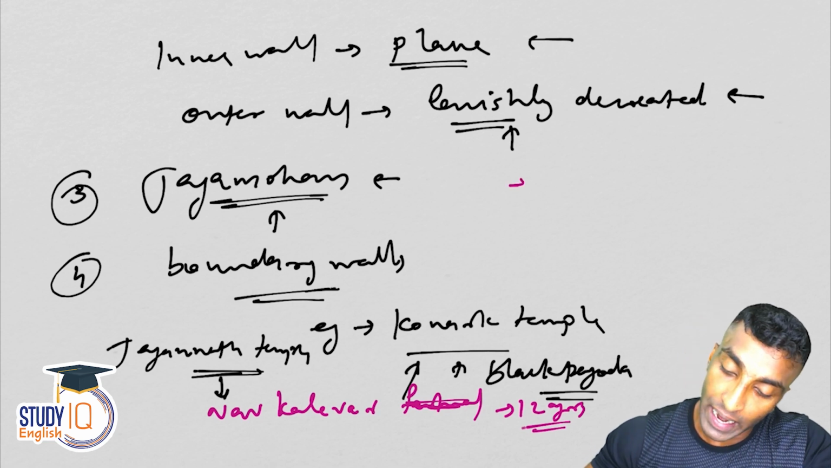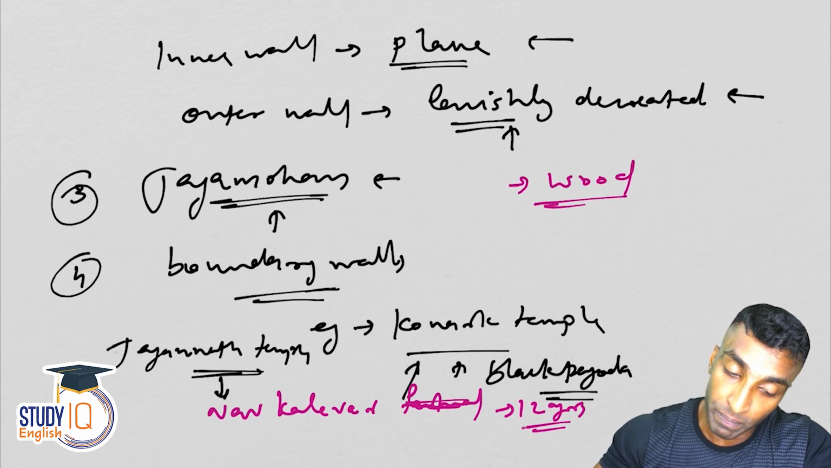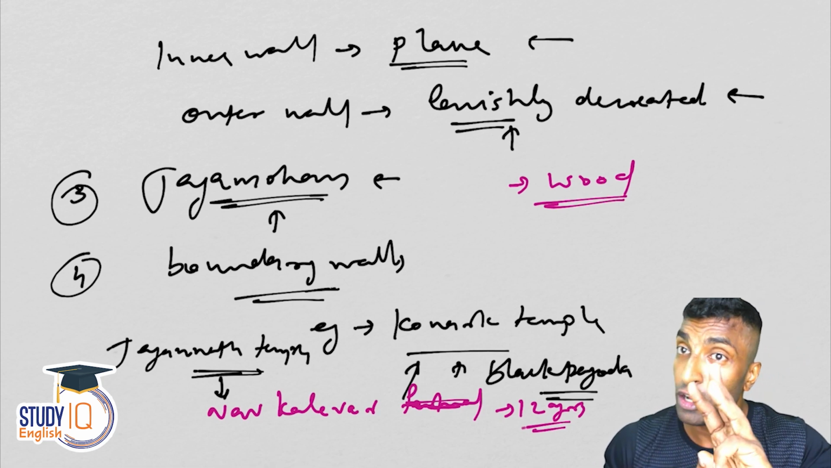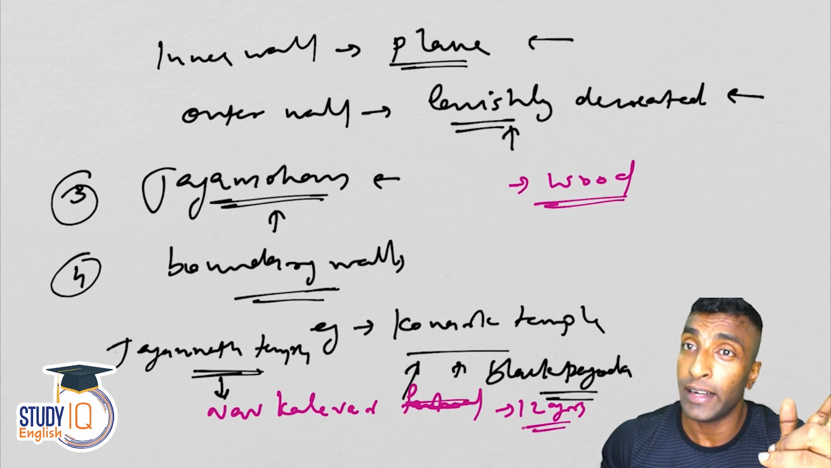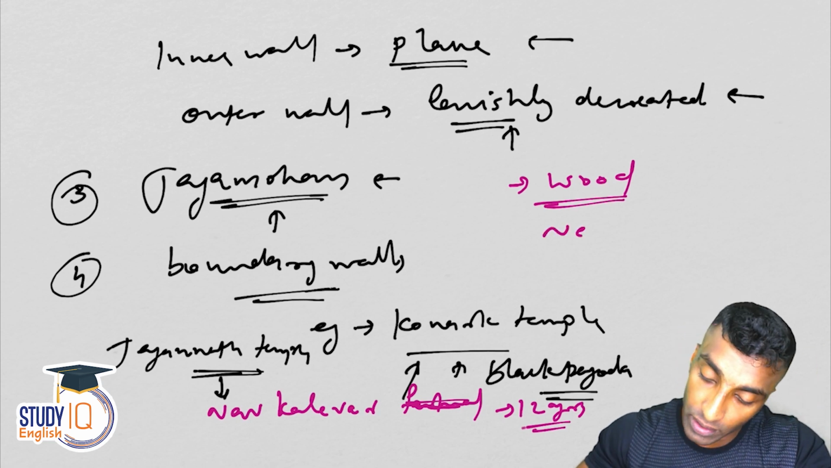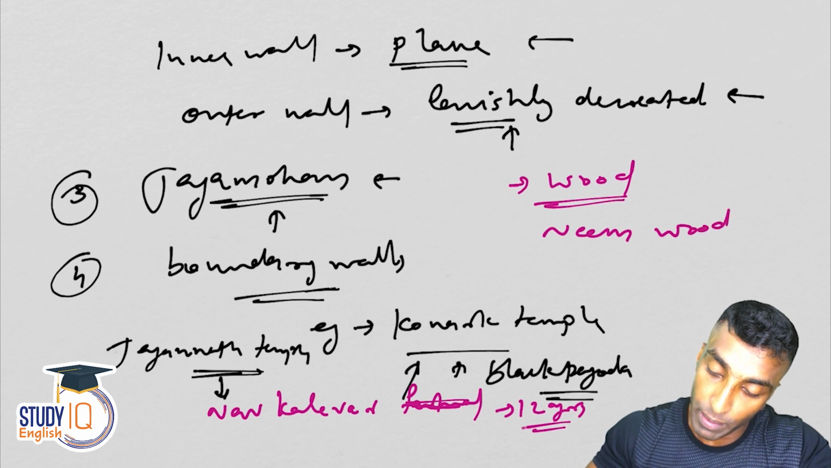And the deities are made with wood. Which wood? The 3 god idols are changed after every 12 years, and they are made of wood. Which wood do they use? Neem wood they use.